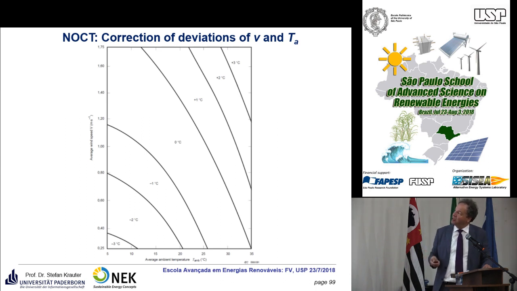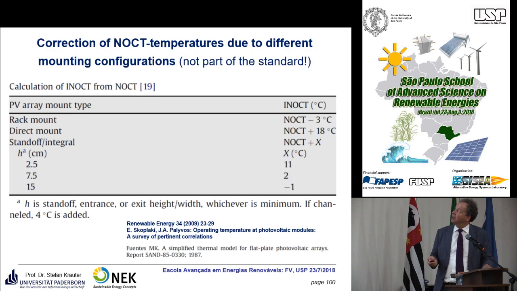For NOCT, there's a norm for how to measure it. If you can't achieve the ambient temperature, there's a compensation chart for it. Also, you can have a quick overview about the temperature you can achieve. So you saw this 45 degrees for many modules, but if you, for example, have a rack mount, free mount installation, you get an even lower temperature by 3 degrees. If you directly mount on the surface of a roof without any ventilation, you have an increased temperature by 18 degrees. If you have some air gap in between, then it fluctuates, and as you see, the bigger the air gap is, the lower the operating temperature.